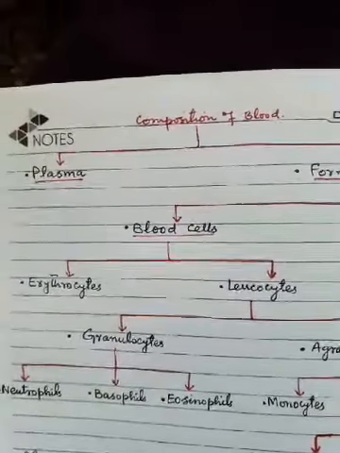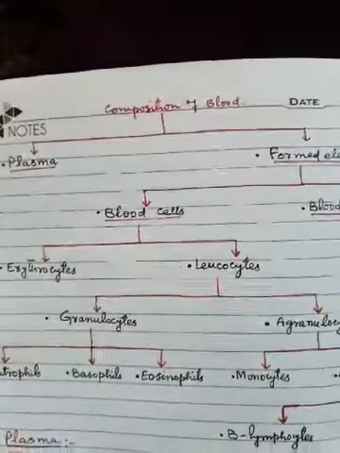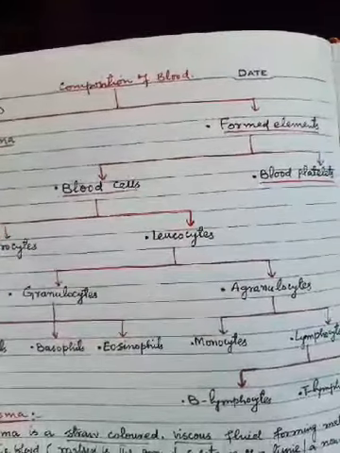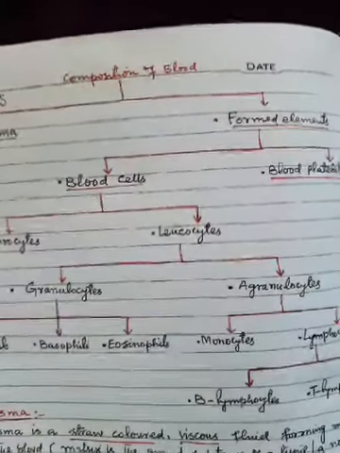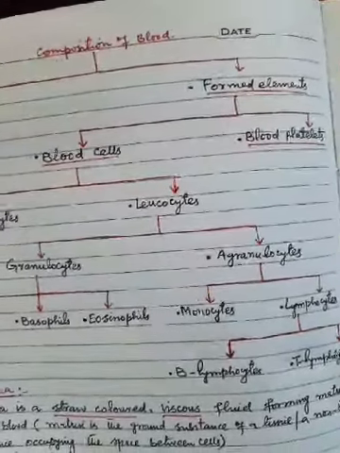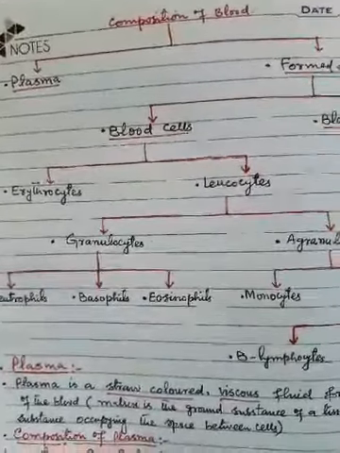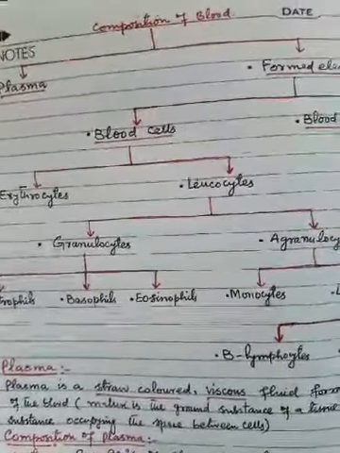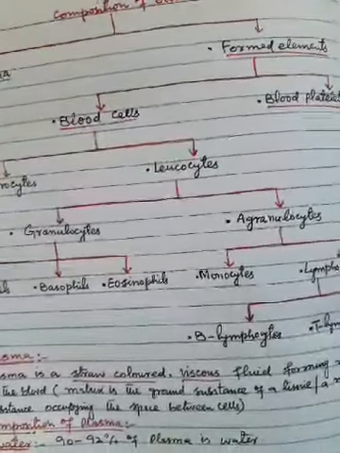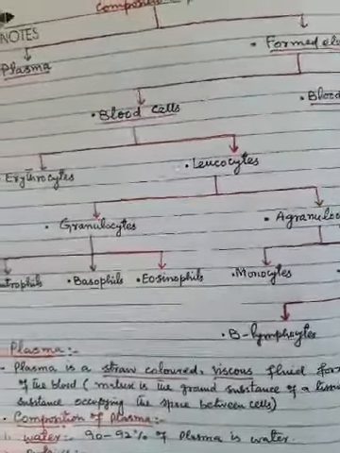Composition of blood in the form of a chart. Blood is composed of two components, one is plasma and another is formed elements. Formed elements are further subdivided into blood cells and blood platelets. Blood cells are of two types, erythrocytes and leukocytes. Leukocytes are further subdivided into granulocytes and agranulocytes.